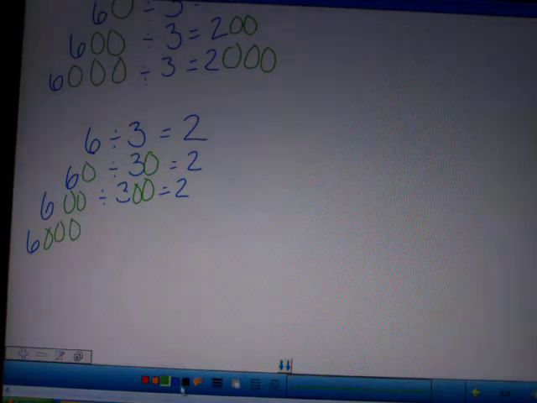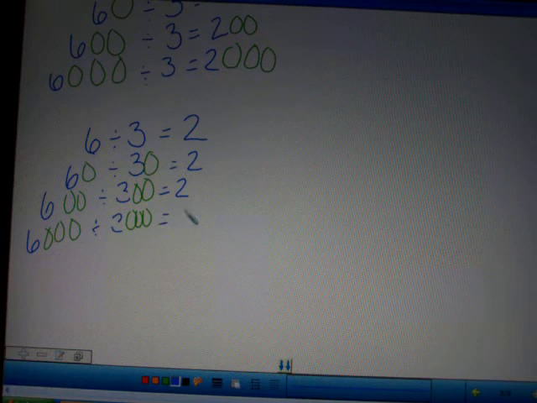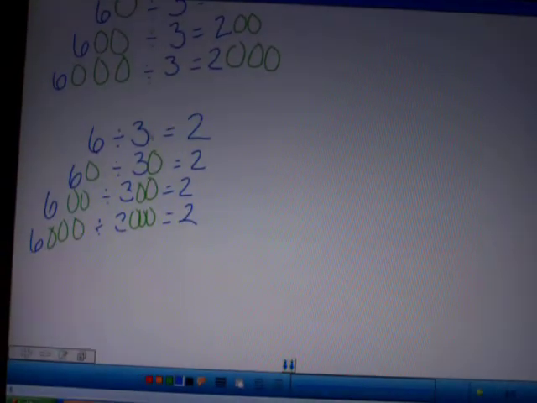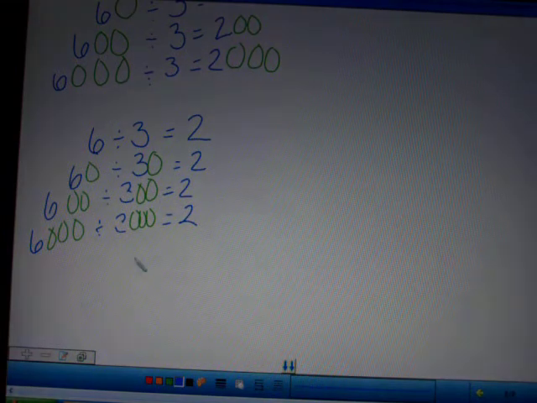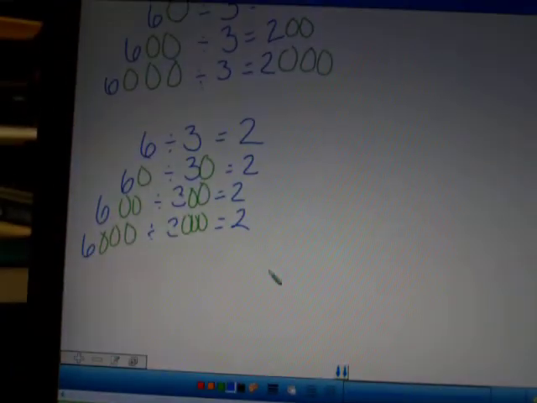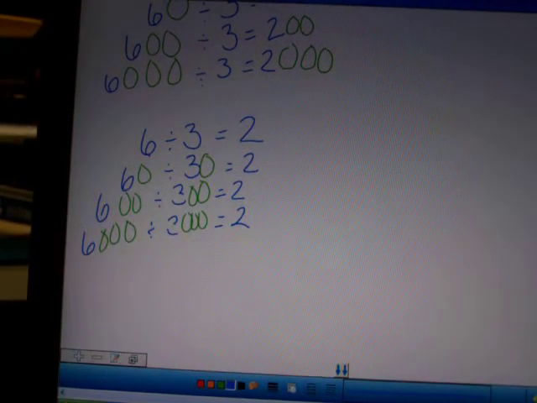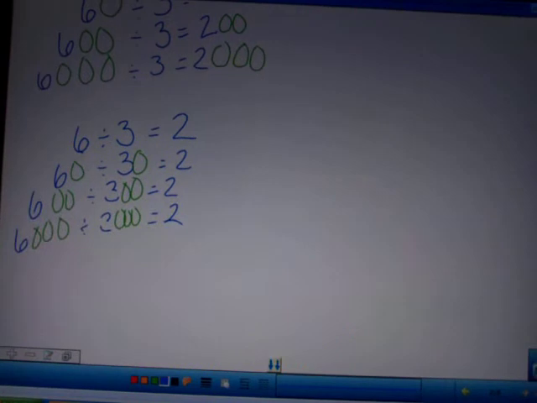So I'm going to do 6,000 divided by 3,000, which is still going to equal 2. And I could keep going. I could do 60,000 divided by 30,000. It'll still equal 2. And I apologize, I bumped the camera twice now.